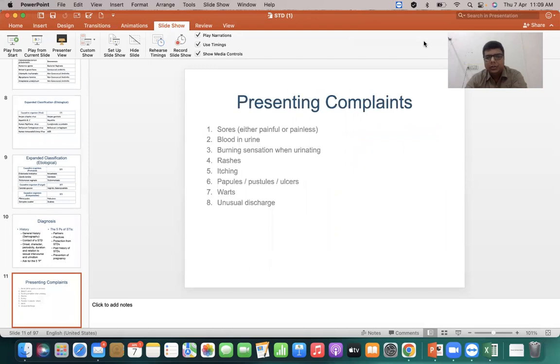Okay. So what are the presenting complaints? We have to see what the presenting complaints are. The presenting complaints differ in various STDs. There may be sores, either painful or painless. Like in syphilis, there will be a painless ulcer. In herpes, there will be a painful ulcer. Please take the history of blood in urine, a burning sensation while urinating, whether rashes are associated with the lesions, or there is itching, papules or pustules, or there are warts, or any kind of unusual discharge.